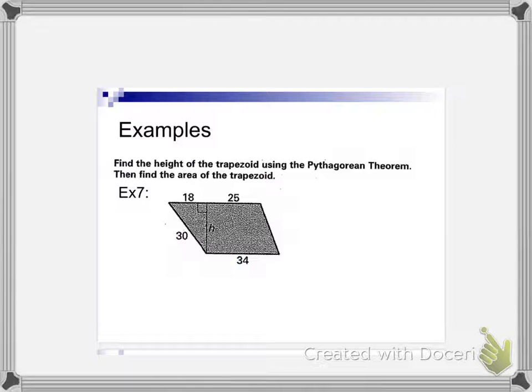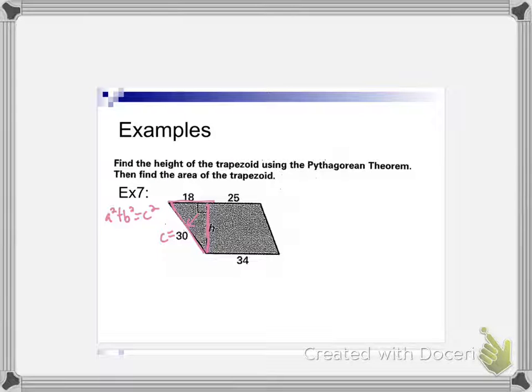Okay, so our last example for today also says find the height of the trapezoid using the Pythagorean theorem and then find the area of the trapezoid. So once again, we're doing the same thing. We have to find the height of this triangle. You got to use that a squared plus b squared equals c squared. Remember, the only one that really matters is the c. It has to be across from that right angle.